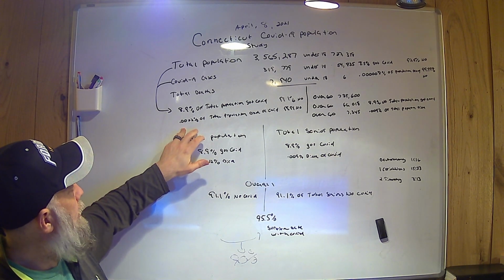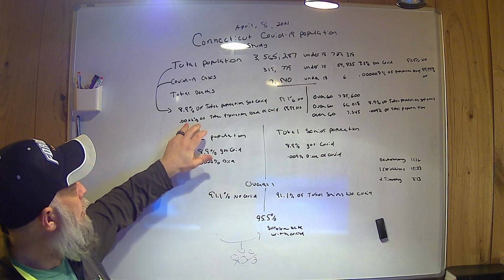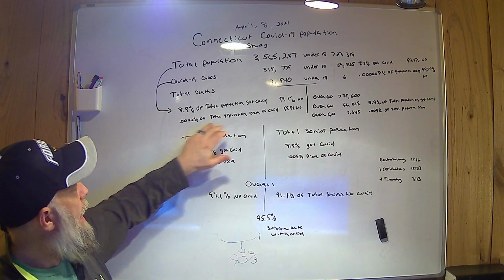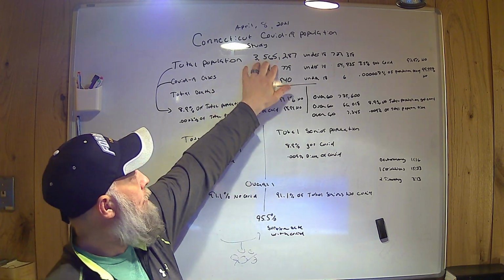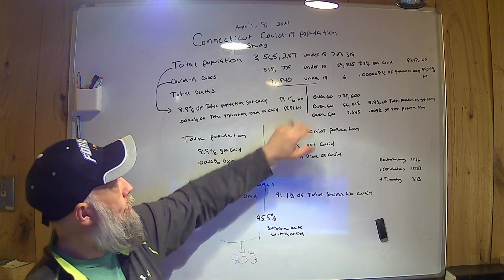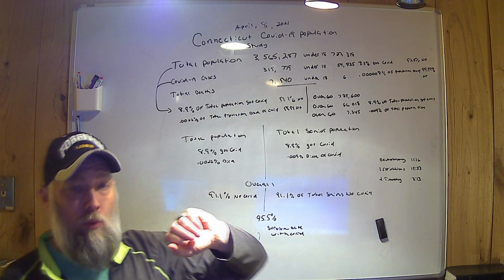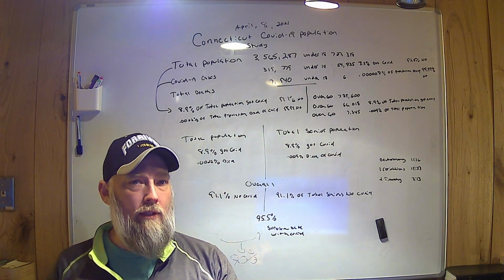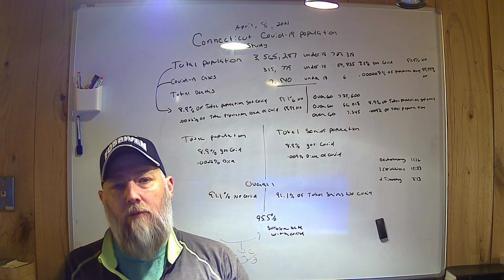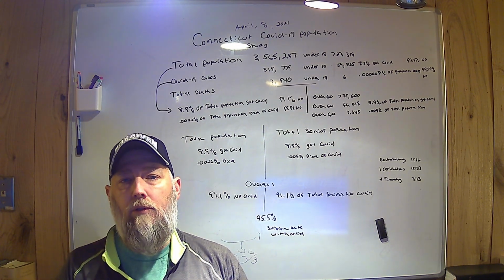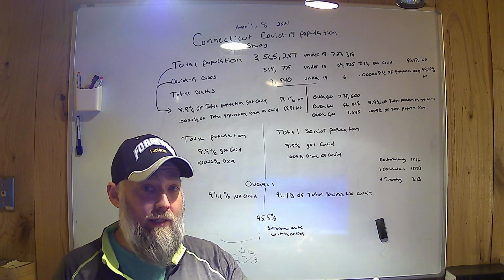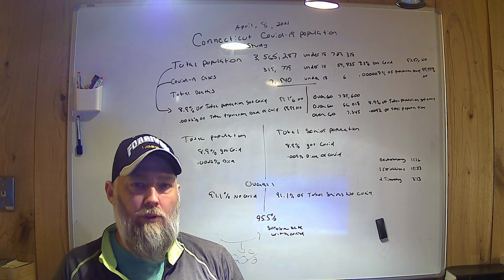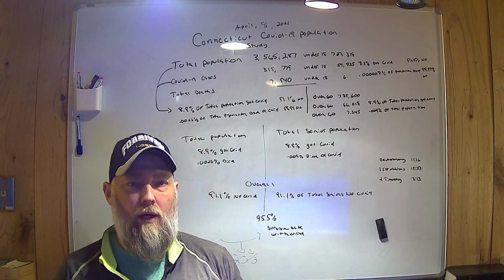Now we look at the death count. 0.0022% of the total population, 3.5 million, died of COVID. Wow. That doesn't sound as deadly as the government would like you to believe it is. Is it deadly to some? Absolutely. No one's going to argue that point.